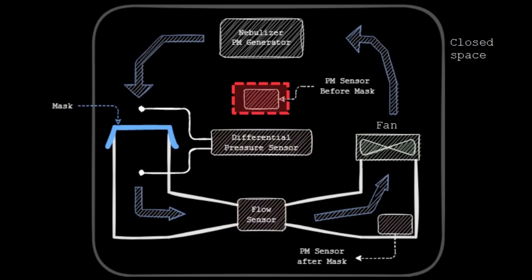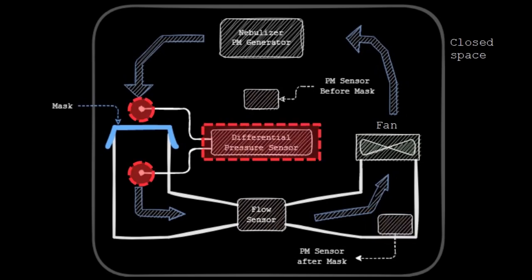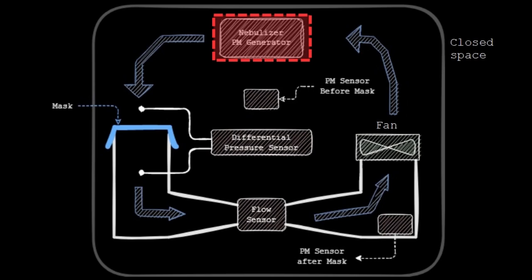There is a PM 2.5 level sensor before the mask and one placed after the mask. So this calculates the particulate filtration efficiency of the mask. A differential pressure sensor measures the pressure drop across the mask. A nebulizer injects PM 2.5 particles into the airflow so as to be detected by PM 2.5 sensors before and after the mask.